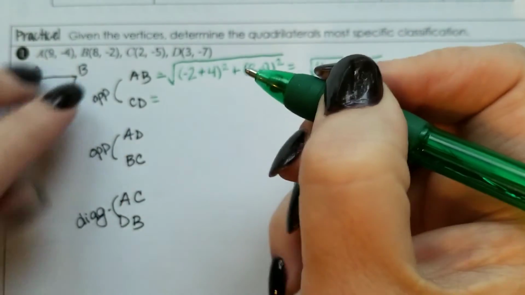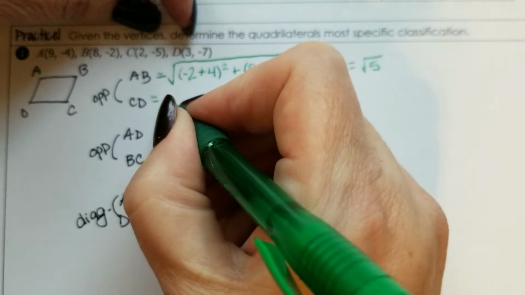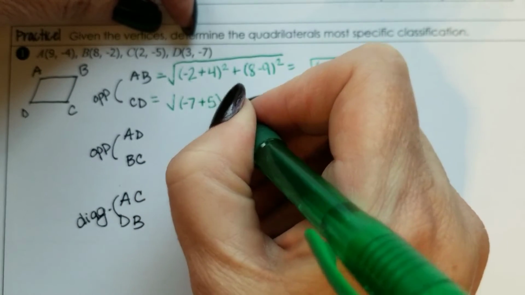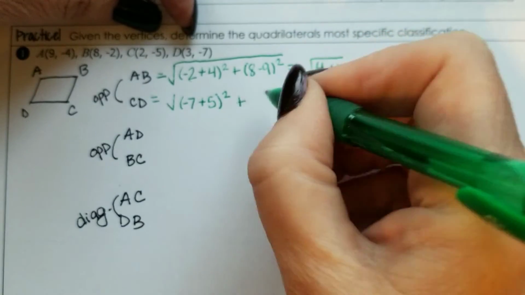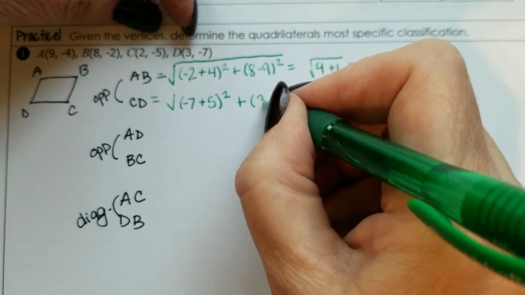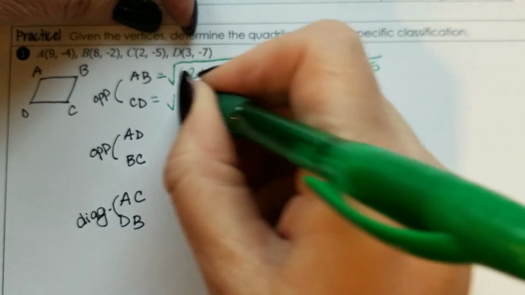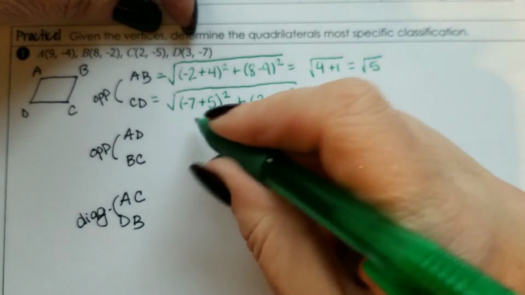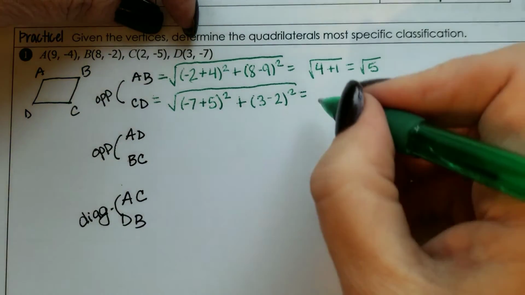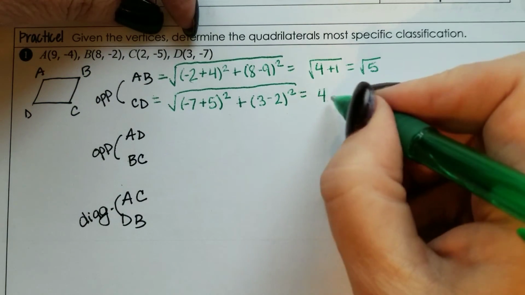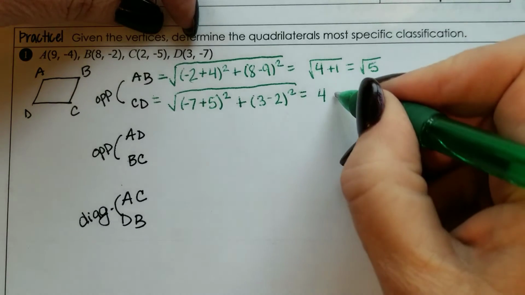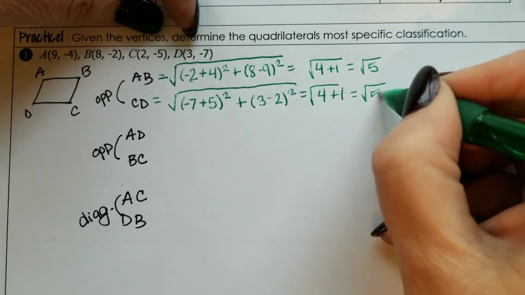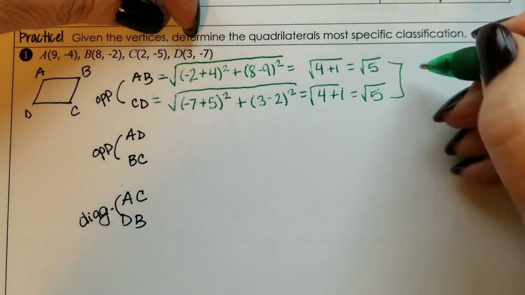Let's check CD. So we're going to use these two. So we have the square root of -7 minus -5, squared, and then we have 3 minus 2 squared. -7 plus 5 is -2. -2 squared is 4. 3 minus 2 is 1, and 1 squared is 1. So we do have the square root of 5. So far, these are congruent.